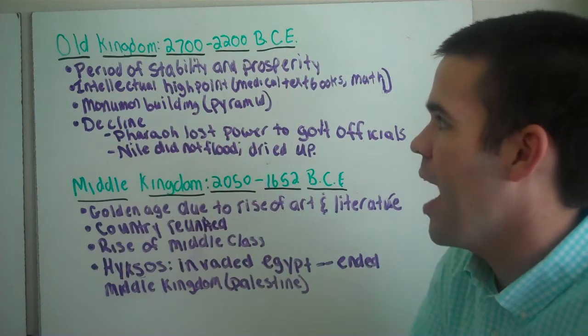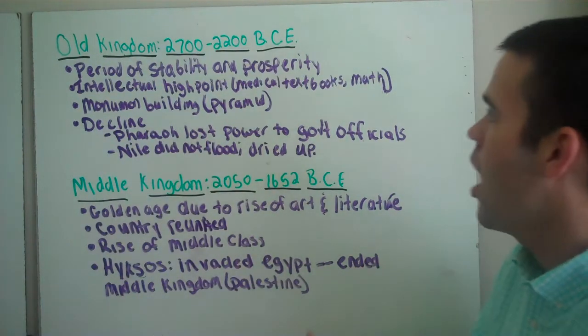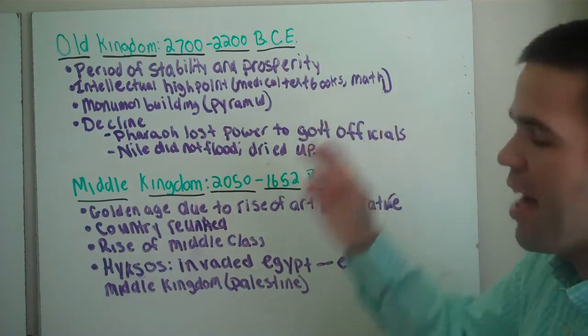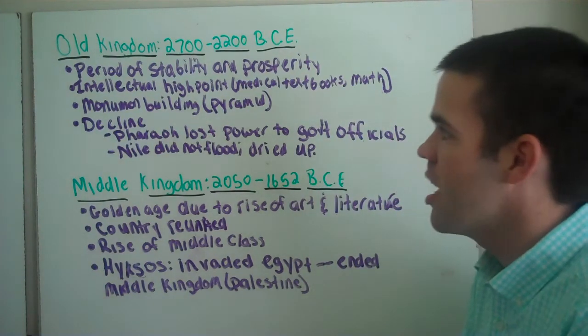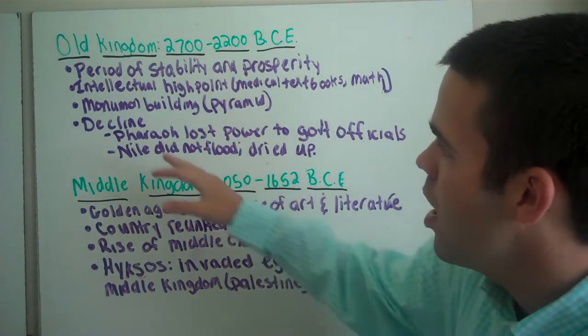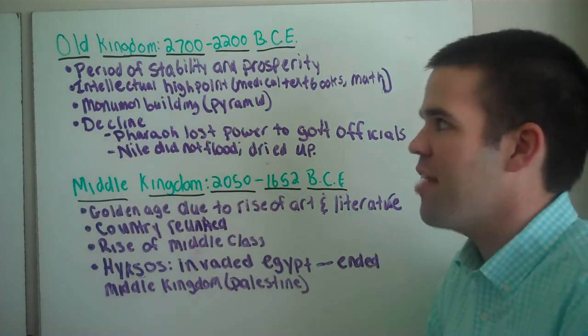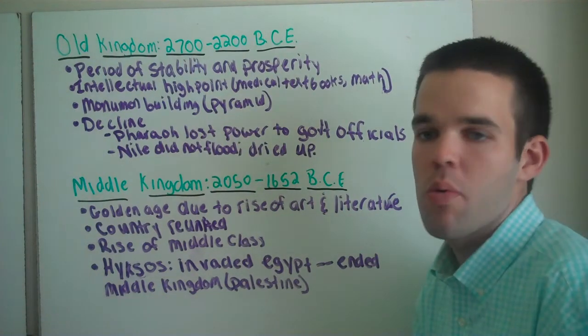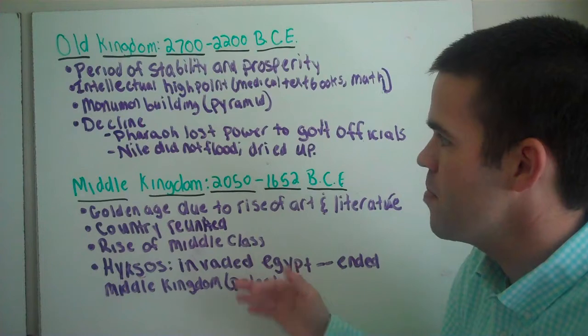It is also a time for an intellectual high point. Medical textbooks are being invented. Also, math, astronomy, and engineering are beginning to be on the rise during the Old Kingdom. Monument building was at its height during the Old Kingdom. Primarily the pyramids were being built during the Old Kingdom.